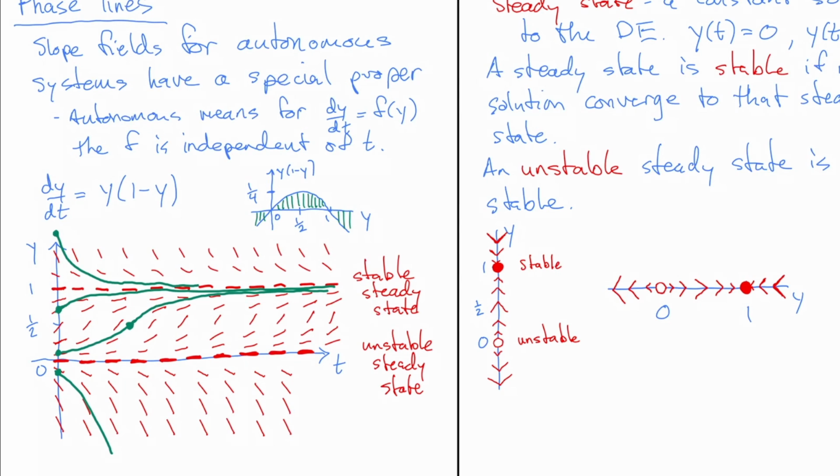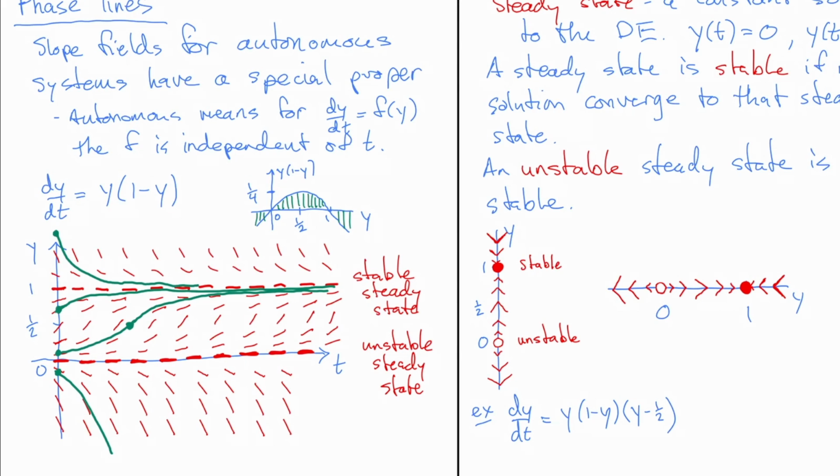Okay, so let's just do a quick example. The example is dy/dt equals y(1 - y). So that's the same as the logistic equation that we started with before, but I'm going to add one more factor here, (y - 1/2).